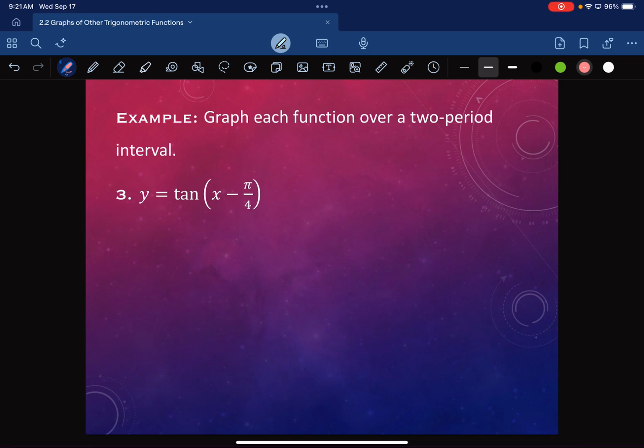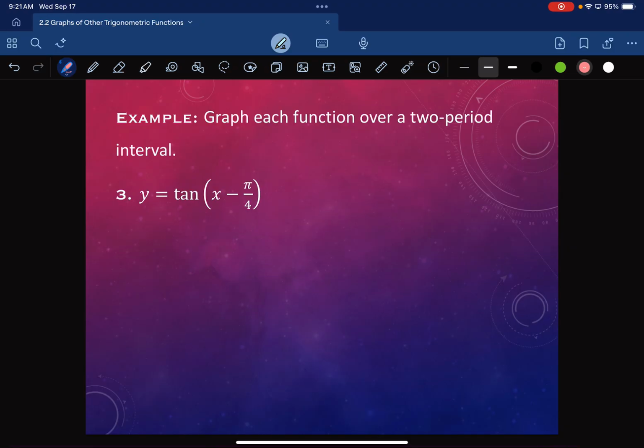So this one does have a shift, right? How do I know it's a phase shift? Because there's addition and subtraction inside with the angle x. Okay, it's affecting the angle. There's going to be a shift going on. The shift is a horizontal shift or a phase shift because it's happening inside with x.